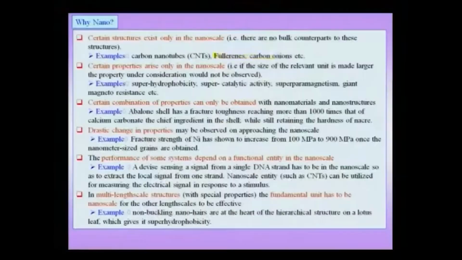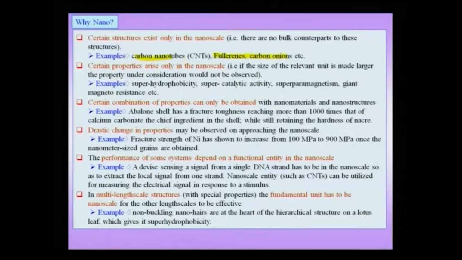Now, we have asked this question implicitly a few times before, but let us now explicitly list out why we need to go to the nanoscale. And this listing is important because often our research and our effort should be directed in such a way so as to get the maximum benefit in terms of properties and performance. We should note that certain structures like fullerenes, carbon onions etc. and carbon nanotubes exist only in the nanoscale. There is no bulk counterpart to that, and therefore, we have to go to the nanoscale if we have to study these structures and utilize them.